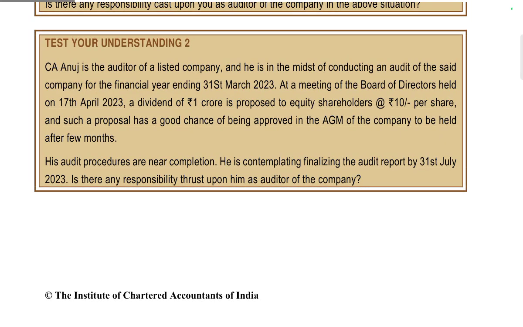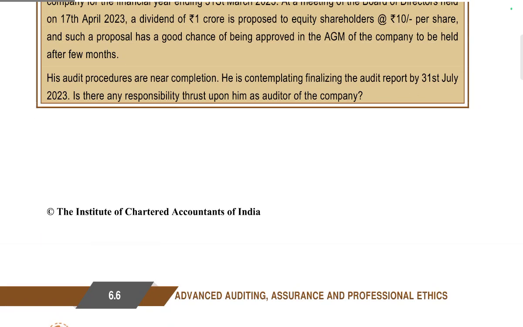Test of understanding. He is the auditor of the company and is in the midst of conducting an audit of the company's financial statements. At the meeting of the board of directors held on 31st April, a dividend of 1 crore is proposed on equity shares of 10 per share. There is a good chance of this proposal being approved at the AGM of the company in a few months. Hence, the audit procedure is near completion and he is contemplating finalizing the audit report by 31st June. Is any responsibility thrust upon him as the auditor of the company?